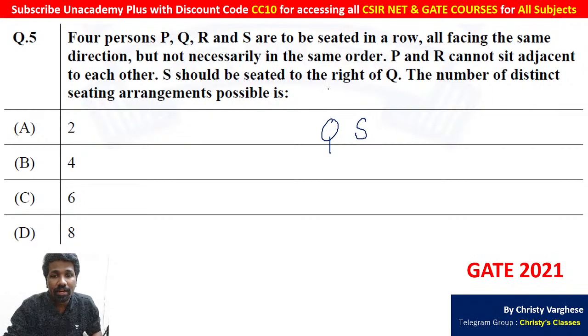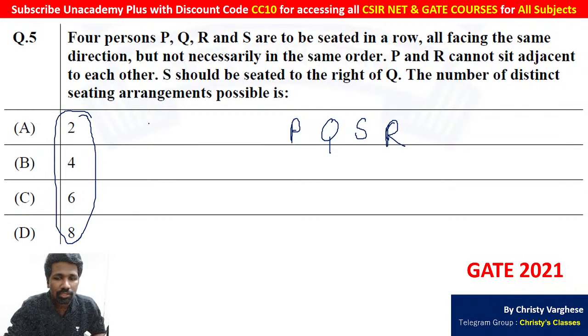Number of distinct arrangements possible. Again, right of Q is mentioned, and P and R cannot sit adjacent to each other is also mentioned. P here means R can be here. That is a valid arrangement. Let us try to list out the possibilities, because looking at the answer options, it is not a huge number. So listing out itself is possible. So PQSR is satisfying that. S is seated to the right of Q is satisfied, and P and R are not sitting adjacent also is satisfied.